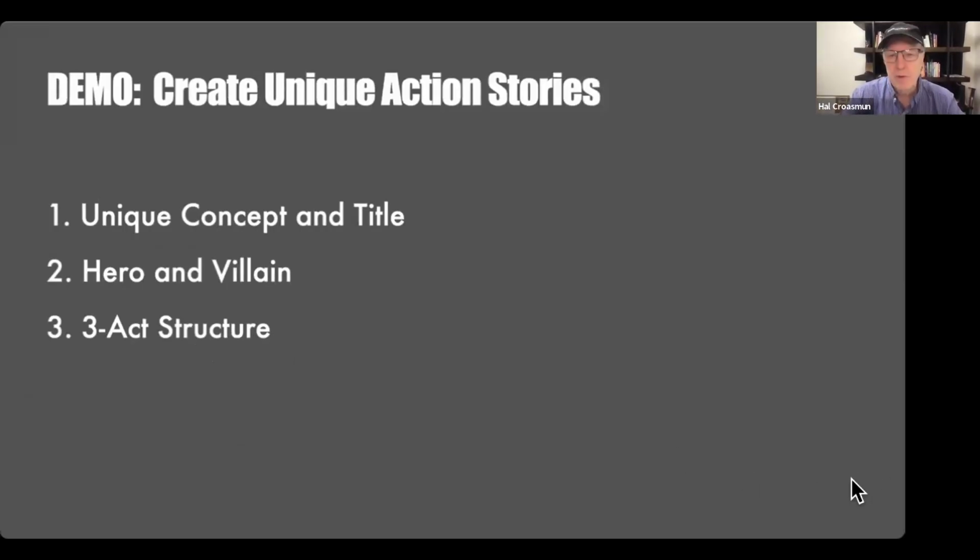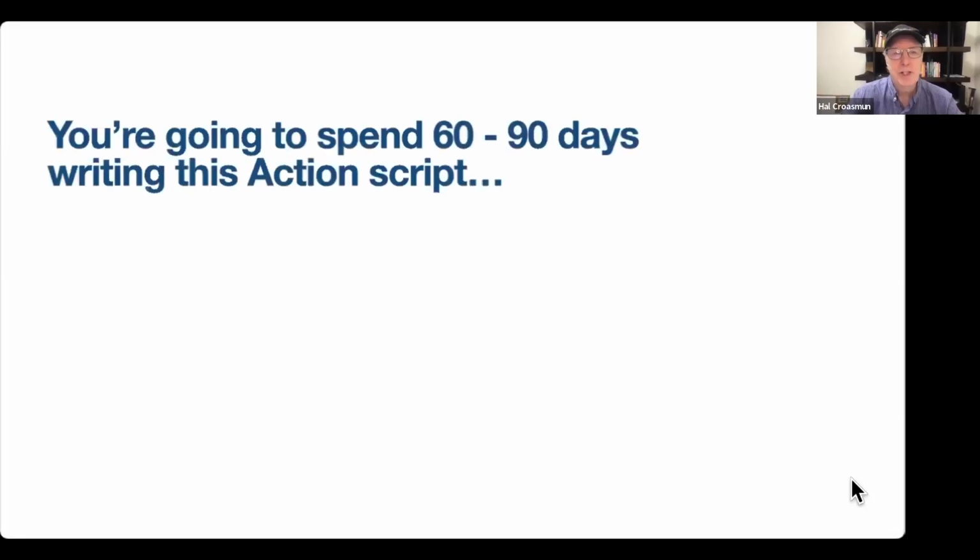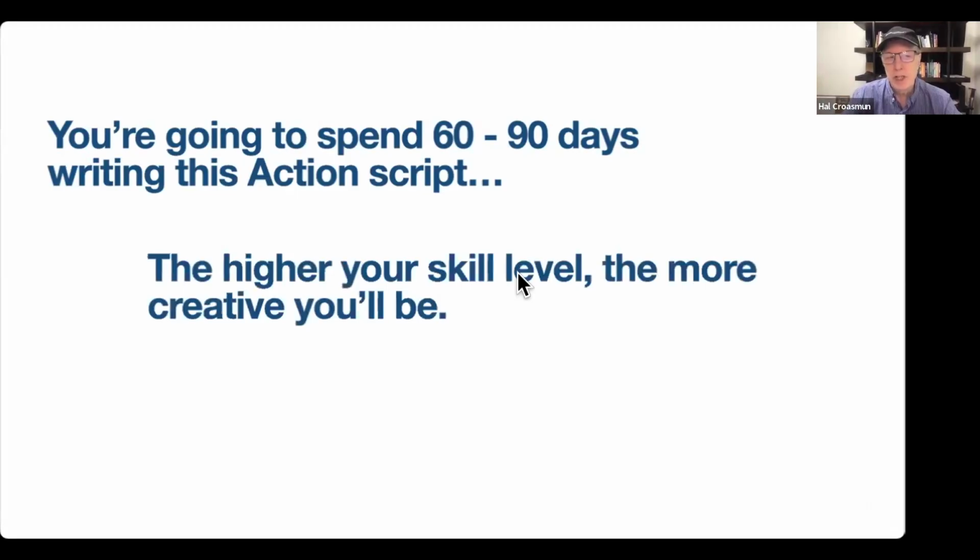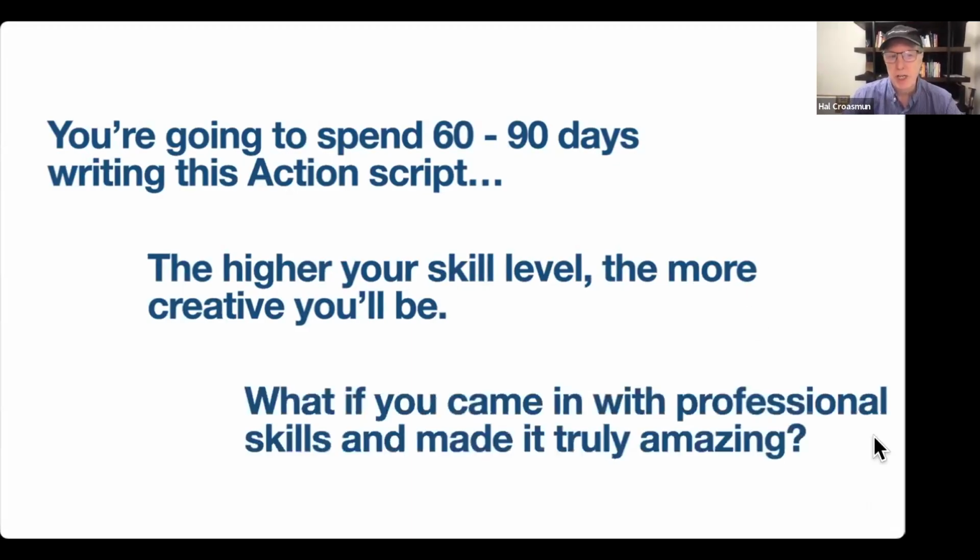Now, we'll take this a step further, and I'll tell you how this works in a moment here. But basically, you're going to spend 60 to 90 days writing an action script. If you go through our class, you'll spend 30 days getting the entire thing prepared, making sure every bit of it works, and then you'll spend about 30 days writing the drafts. The higher your skill level, the more creative you'll be. And I think anybody knows that. But also, the higher your skill level, the more successful you'll be once that script is done.